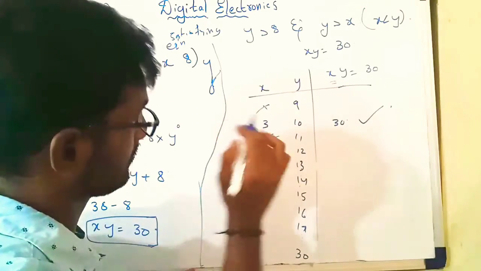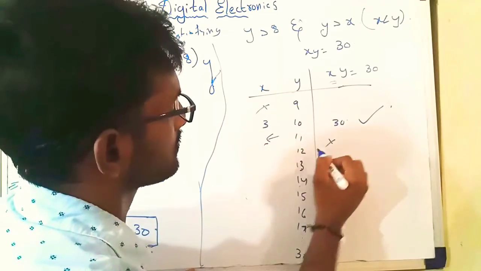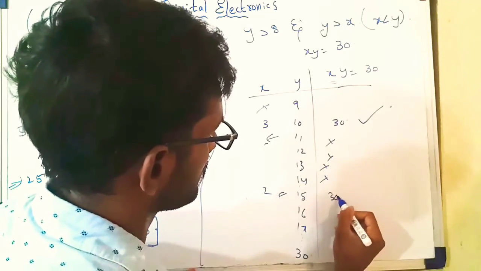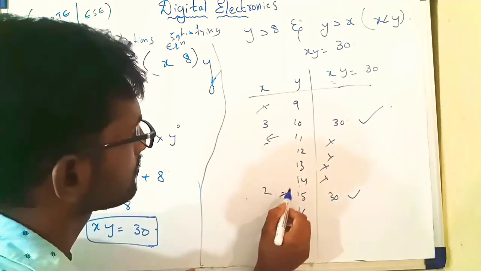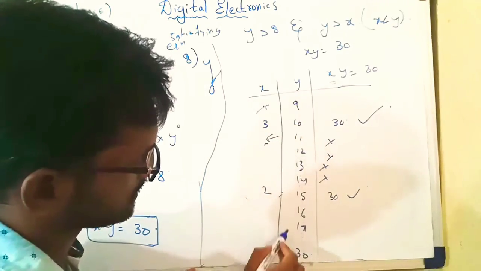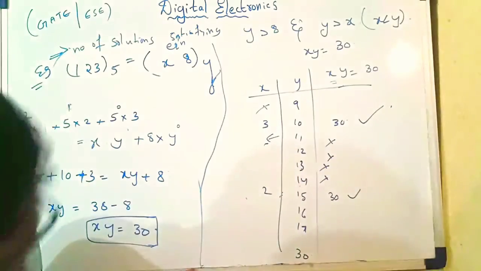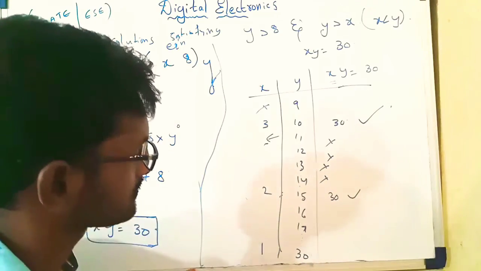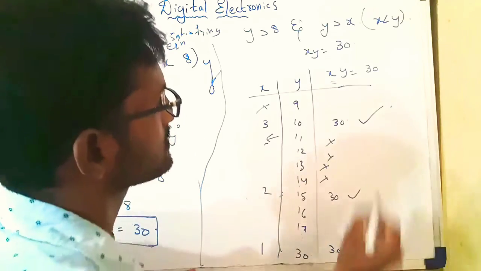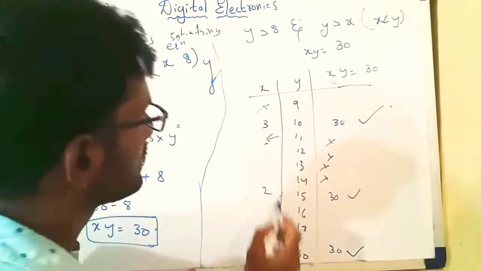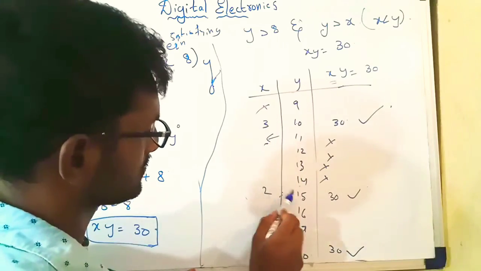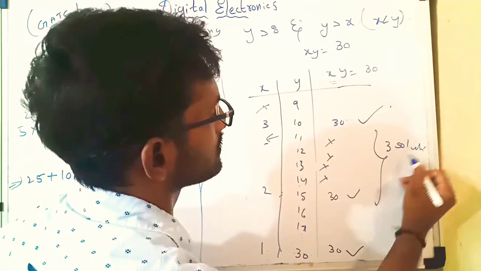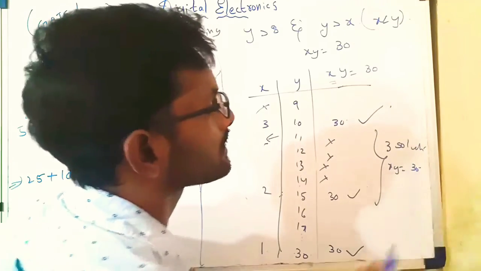By multiplying 11 with any number, we won't get 30. This is wrong, this is also wrong. For 15, if we multiply with 2, we get 30. This is correct. For 16, 17 up to 29, we won't get any value for which xy is 30. And for 30, if we multiply with 1, we get 30. Also check whether x is less than y or not. Here x is less than y in each case. So there are 3 solutions for which xy is 30.